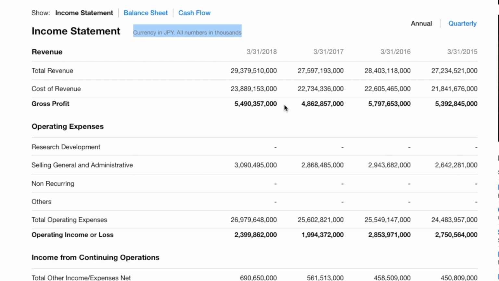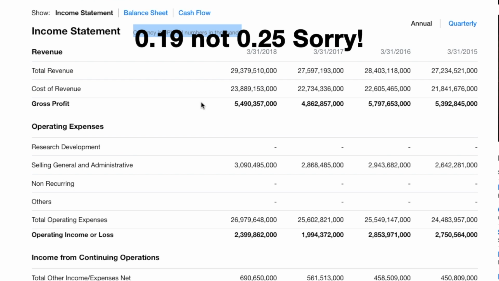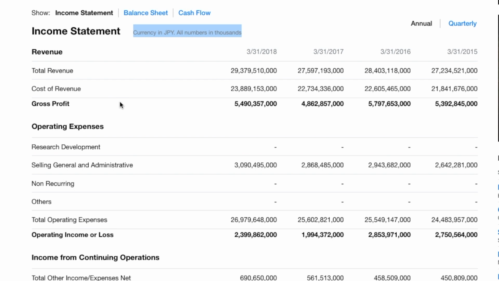The gross profit margin. So remember, Tesla's gross profit margin was 0.19. What is Toyota's gross profit margin? Basically, if we put 5 over 29, we'll get the number. So let's do that. 5 over 29 gets us a number of 0.17. So Tesla's gross profit margin was 0.19, but Toyota's gross profit margin is 0.17. What does that tell us?